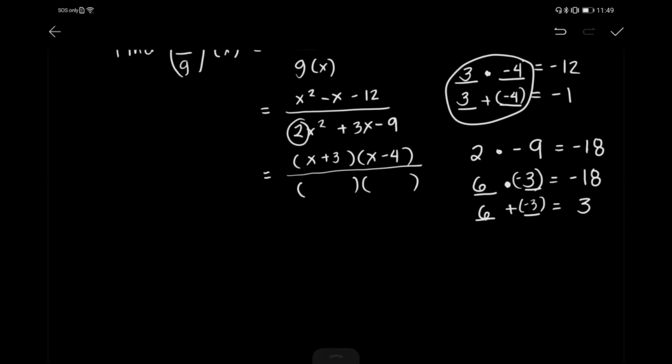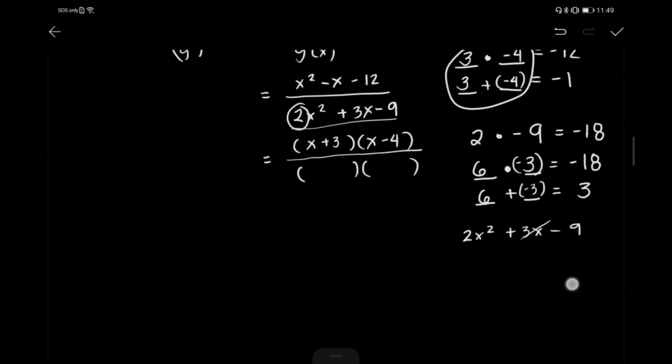So what we are going to do is bring down this first, which is the 2x squared plus 3x minus 9, and cross out the 3x. Then put the values that you got, which are the 6 and -3: +6, put the variable x, and -3, put the variable x. Then bring down the 2x squared, and then the -9.